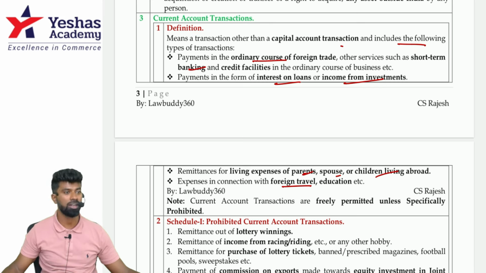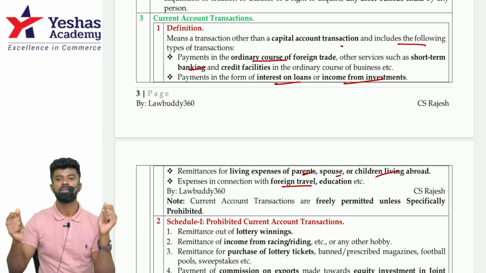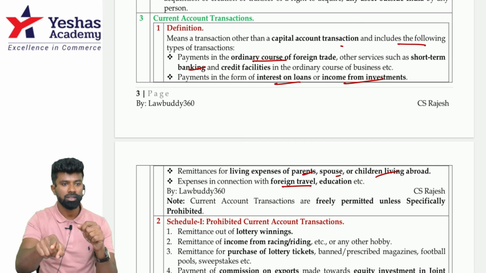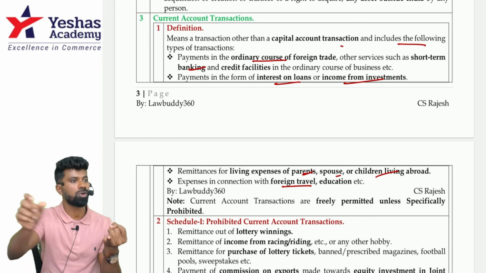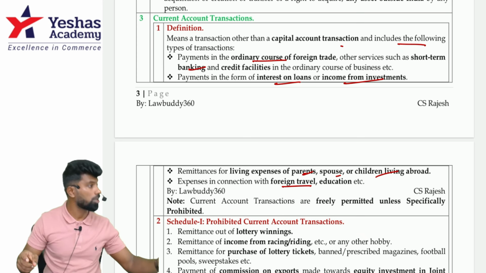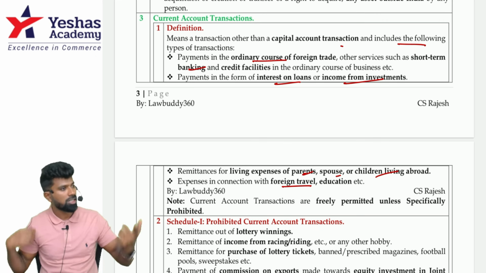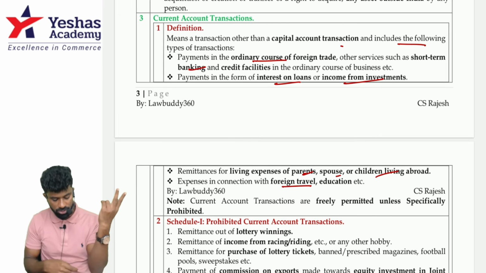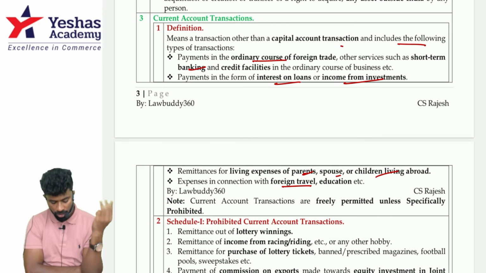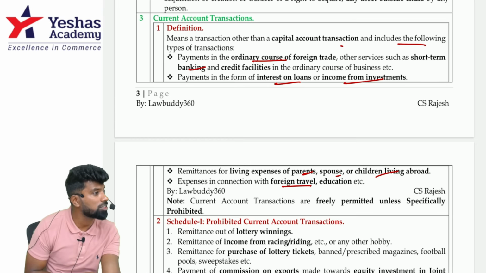Are you guys clear with current account transaction now? I want everyone to repeat. What is current account transaction? Any transaction other than capital account, and includes any payment made in the ordinary course of business. Includes short term credit, and also credit facilities. Does it include any remittances, any interest on loan and income from investment? Yes. Third one, living expenses of parents, spouse, children living abroad, and foreign travel and education. All these are called what transaction?